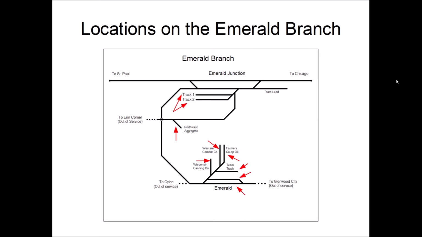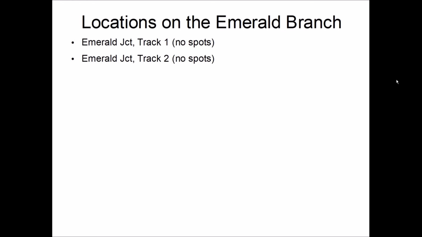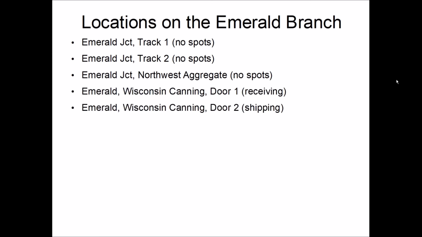The red arrows in this case indicate where we would probably spot cars on our Emerald Junction line here. The first two are Emerald Junction Track 1 and 2. Those are the interchange yard, or the yard between where the branch line starts. Then we have Northwest Aggregate. It doesn't have any spots because it uses a bucket loader to move their cars around.